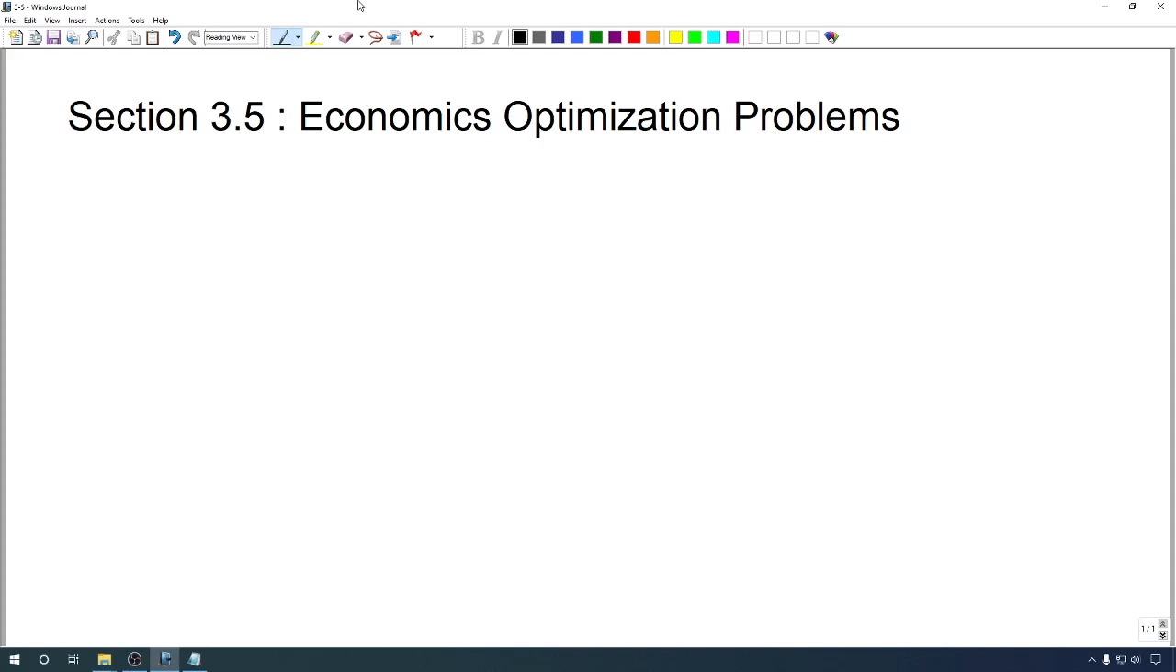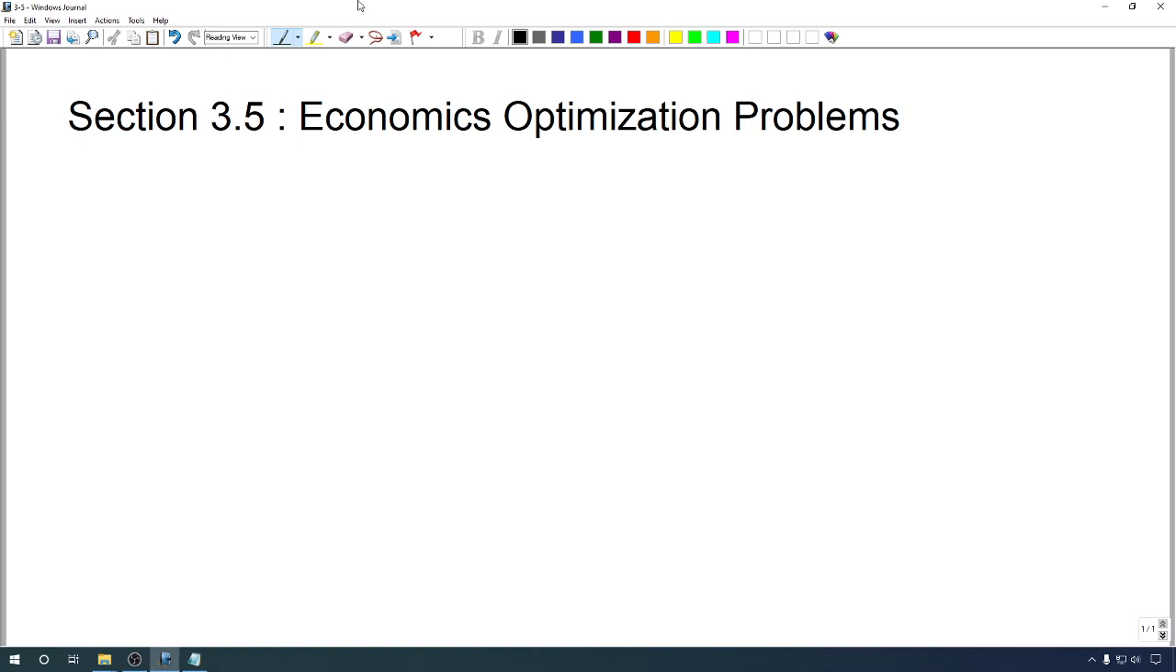Last section we discussed optimization problems. Those are problems where instead of just solving for a value, we are trying to maximize or minimize some particular quantity. Most of our examples were using more geometrical ideas like areas or volumes, but in this section we're instead going to do examples using things in business and economics.